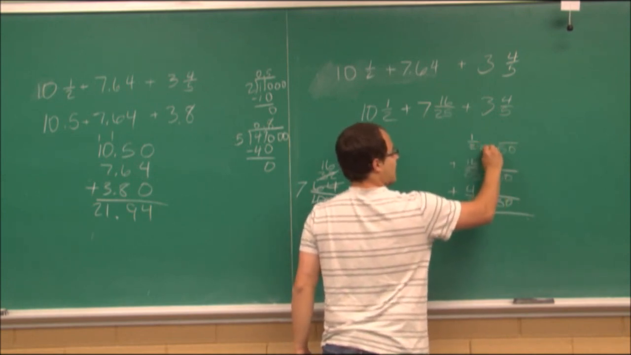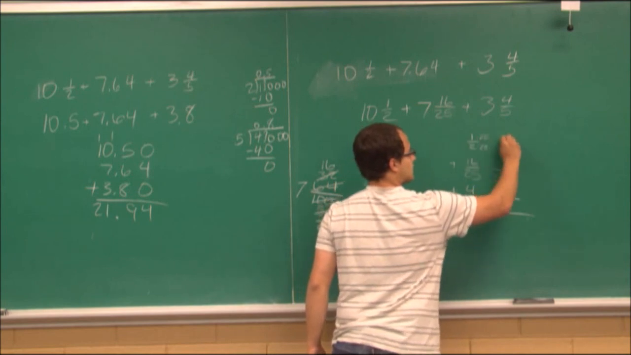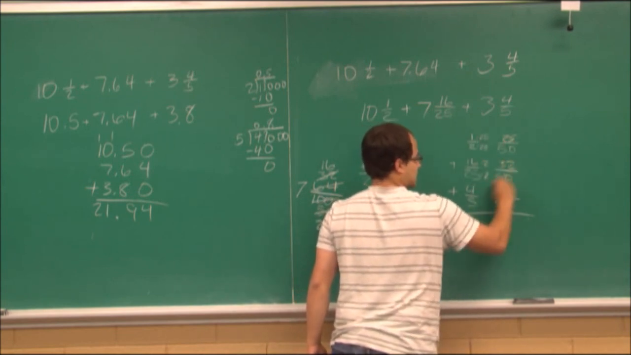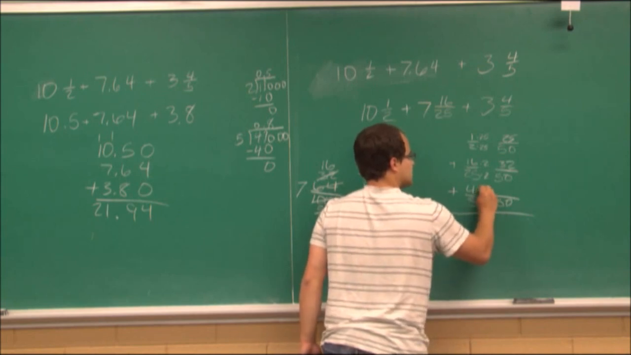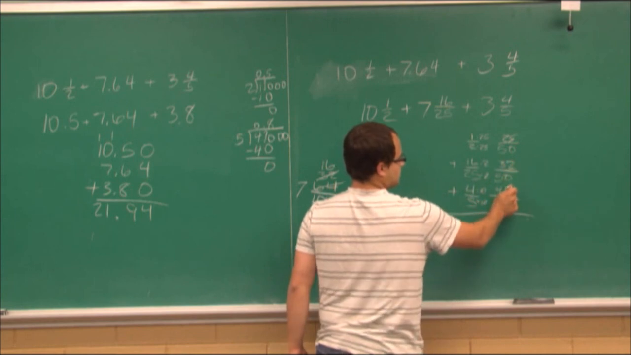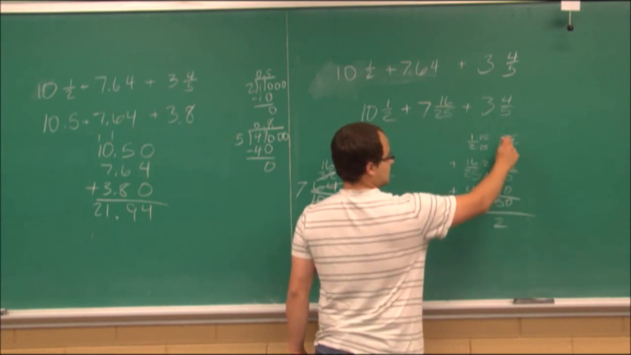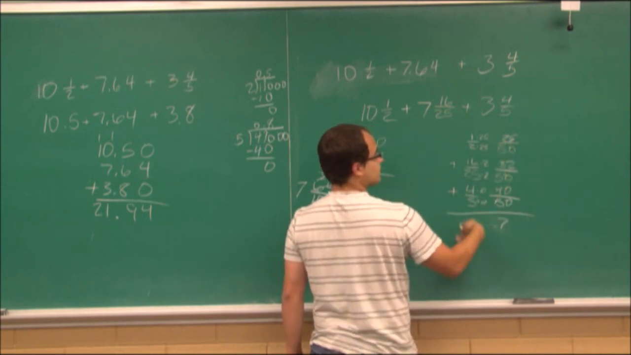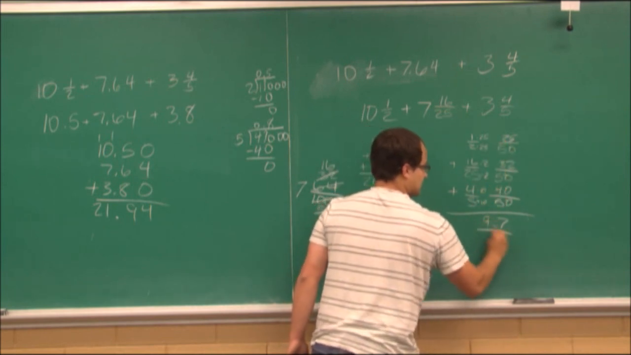2 goes into 50 25 times, 25 goes into 50 2 times, and 5 goes into 50 10 times. Then if I add it, 25 plus 32 plus 40 is 97. Whoa. 25 plus 32 is 57, plus 40 is 97.